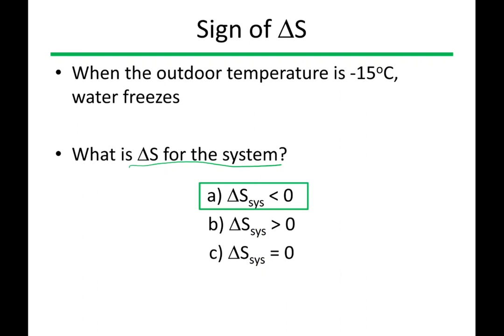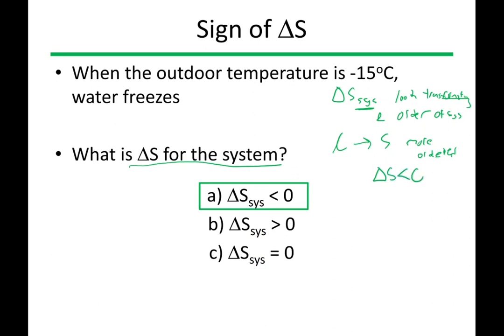Right, and so for this, the delta S of the system is negative. It is important to note that when you're looking at the delta S of the system, you want to look at transformations and order of the system. Since we have a liquid going to a solid, this is becoming more ordered, with fewer degrees of freedom, and hence delta S is getting smaller.